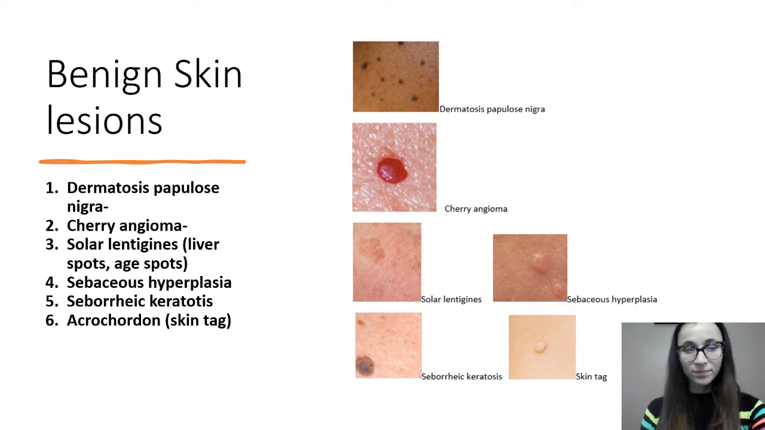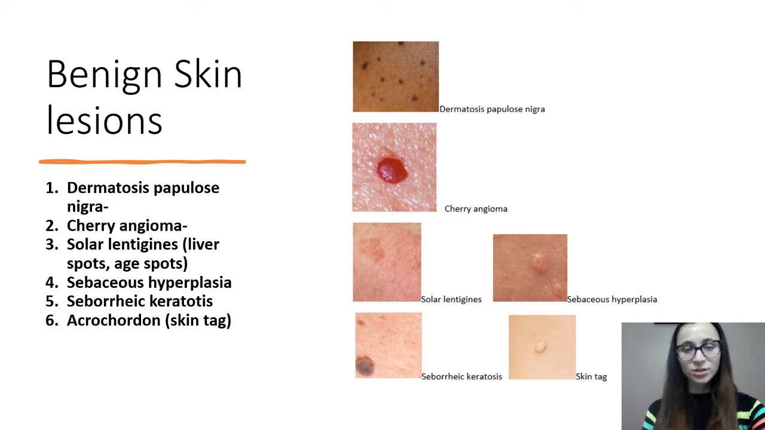So let's get started. The first one is dermatosis papulosa nigra, and like we see over here, it's small, blackish, really dark brown, I guess you would say. They're found on the face and neck, and they're most common in African Americans or Asians. And like we said before, they're benign, so no need to do anything.